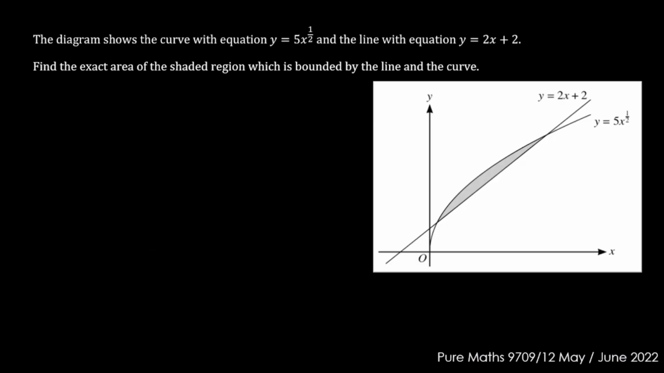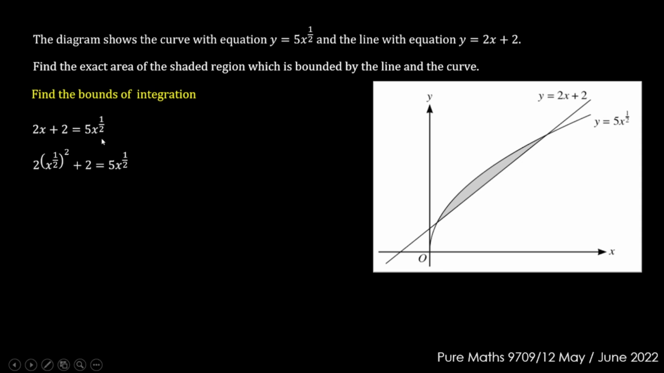The diagram shows the curve with equation y equals 5 root x and the line with equation y equals 2x plus 2. Find the exact area of the shaded region, which is bounded by the line and the curve. The first thing to do is find the bounds of integration. We have two equations. The first one is 5 root x, and the line is 2x plus 2. They're both equal to y, so we can make both of the functions equal to each other.